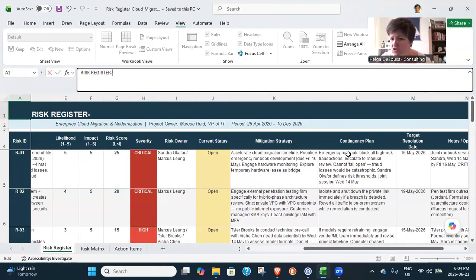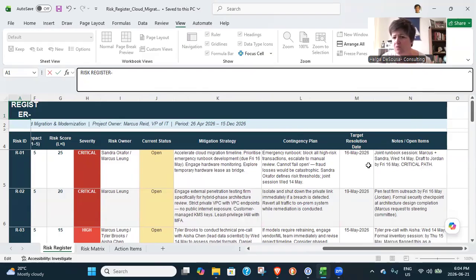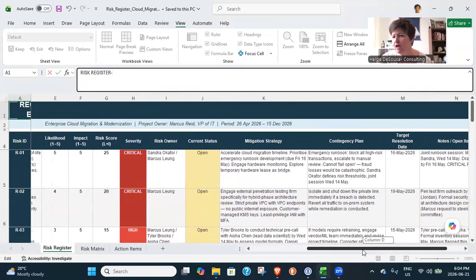You don't really have to have this, but this is just to show you, if you want to get into more detail, depending on how you're set up. What would you like to have this closed by? So that's your target resolution date. And then, of course, you put in some notes and open items. So this is just an idea of how to structure this.